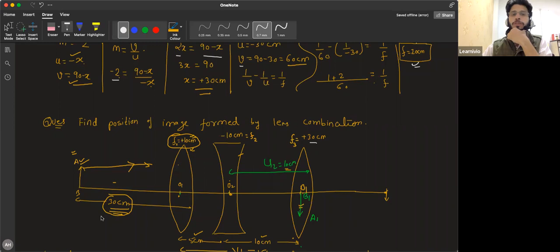This is your object placed at a separation of 30 centimeter from the first convex lens. The separation between the first and the second lens is 5 centimeter. The second and the third lens is 10 centimeter. Draw this ray diagram and we'll do it together. We'll do it one by one. We'll solve one lens at one time. So the logic is simple. The image of first lens will act as an object for the second lens. The image of second lens will act as an object for third lens. This is how we solve these type of problems.